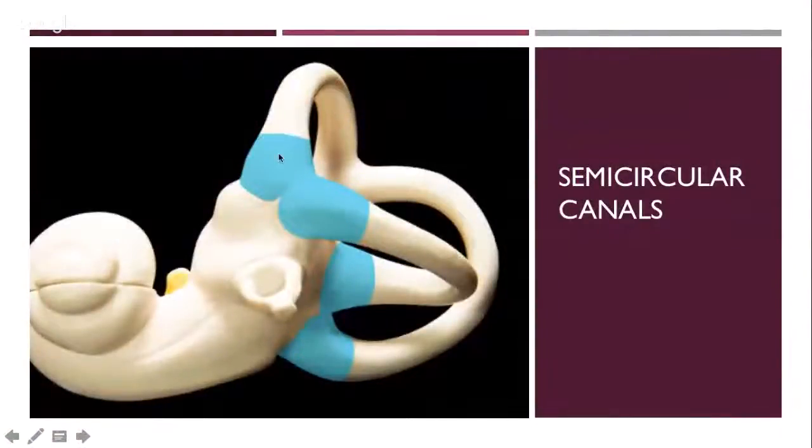Here are the semicircular canals. What's highlighted here, the ampullae. We have the superior semicircular canal, the posterior semicircular canal, and the lateral semicircular canal.